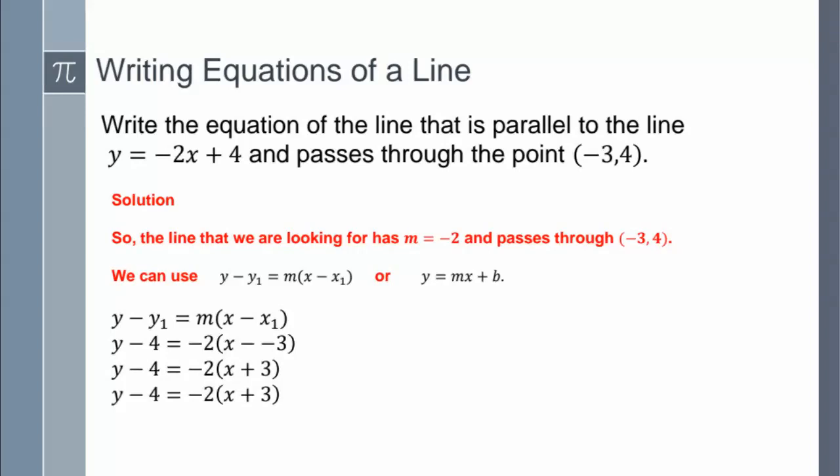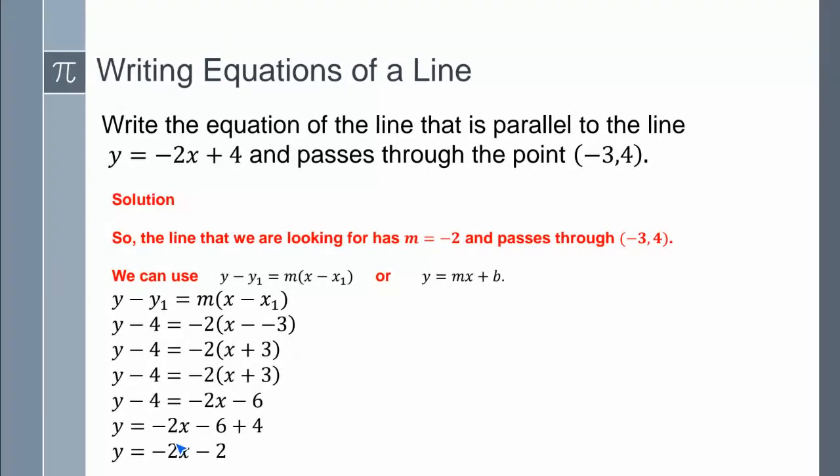Let me go ahead and press enter. So -2 times x is -2x. -2 times 3 is -6. And then we want to solve for y, so I'm going to add 4 on both sides. And when we add 4 on both sides, then we get y is equal to -2x. -6 plus 4 would be -2. So that's going to be our equation of that second line.